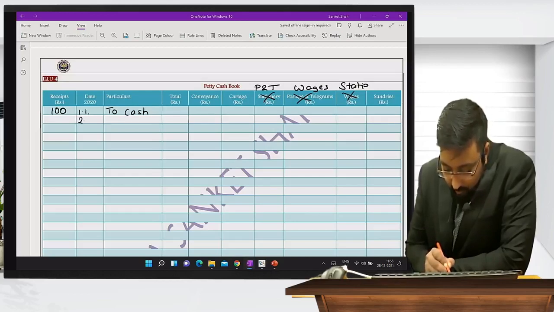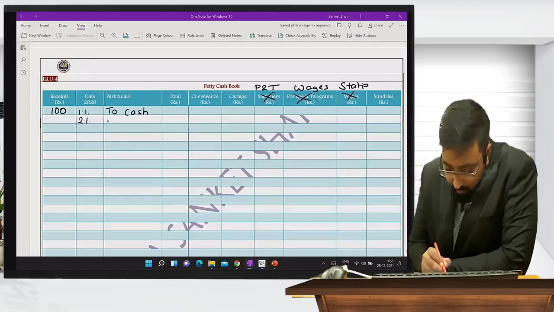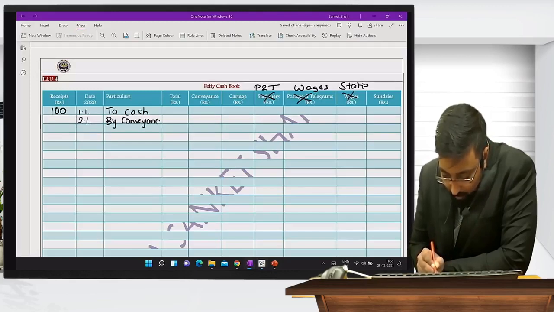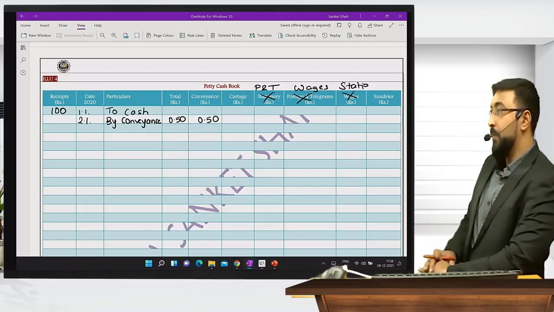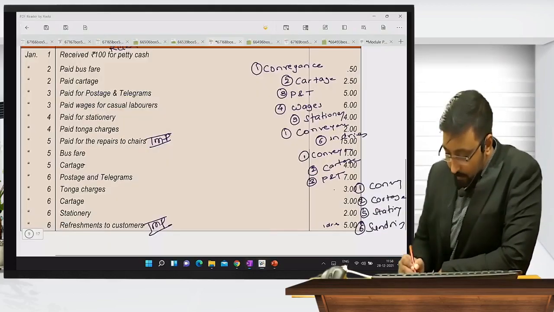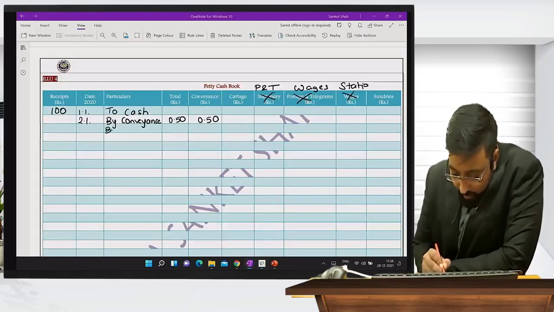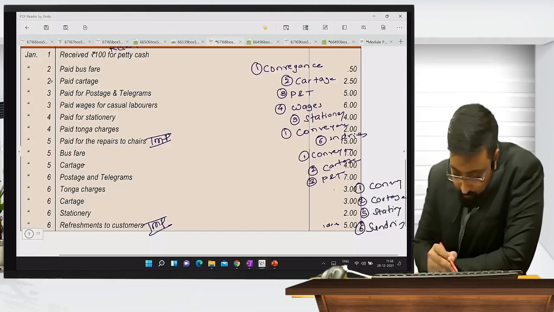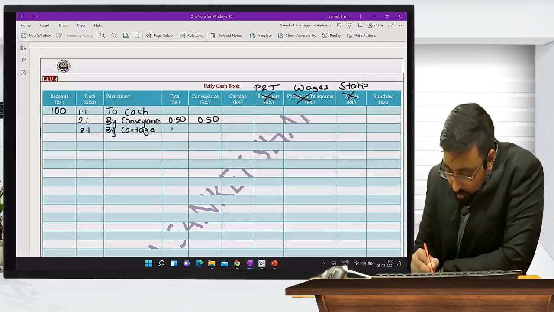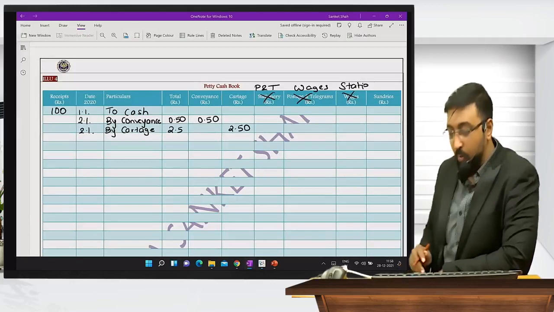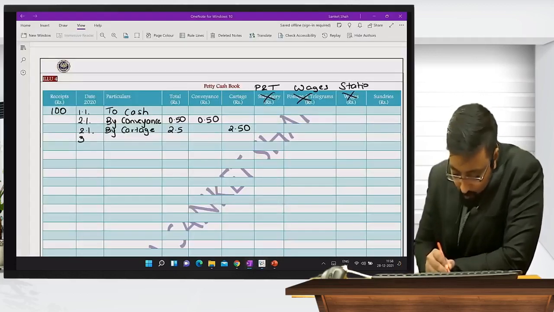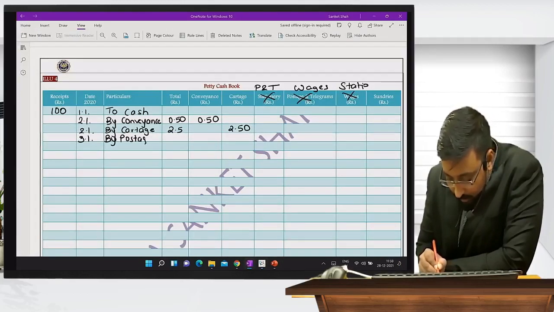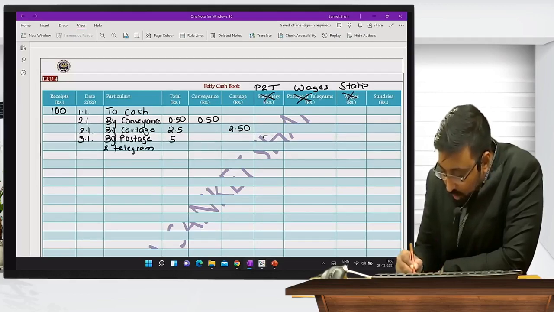Next date is 2nd Jan. By what? Conveyance. Conveyance to petty cash. In total column 0.5 and in conveyance column also 0.5. By cartage, on the same date. 2.5 in cartage column. Next date, Jan 3. By postage and telegram. How much? 5. In which column? Third column.